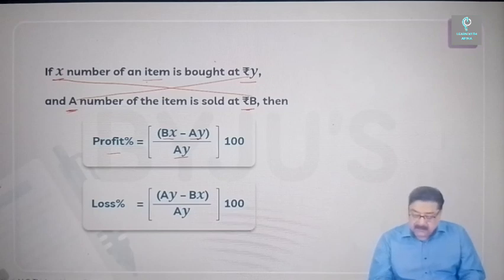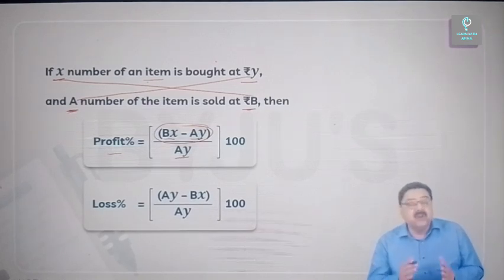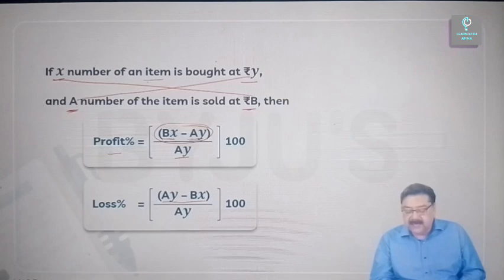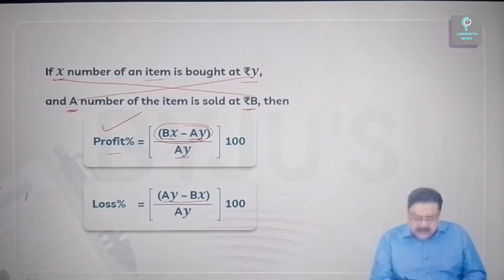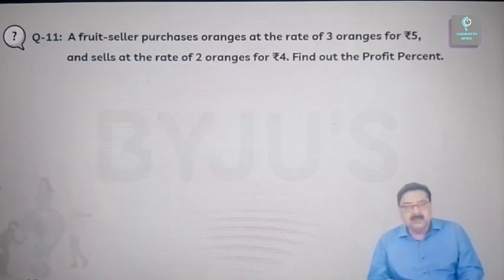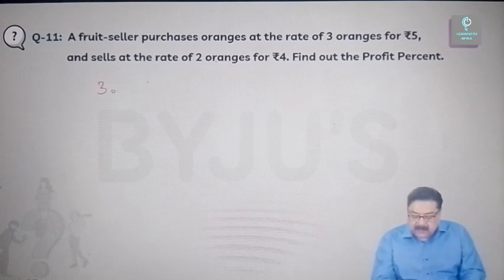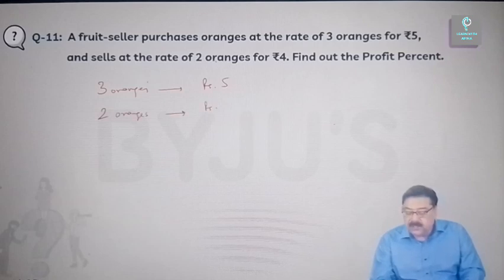Now for loss, obviously you will interchange these two, or don't interchange, get the negative value, still that will indicate that there is a loss being made. So AY minus BX is what you will take instead of BX minus AY. If not, keep using this. If you get a negative value for this, negative value indicates that a loss is being made. So now let us do this one. Now there are 3 oranges which are bought for rupees 5 and 2 oranges are sold for rupees 4.